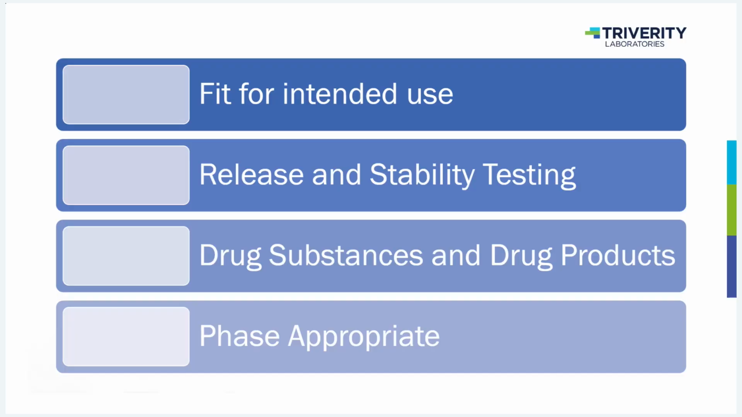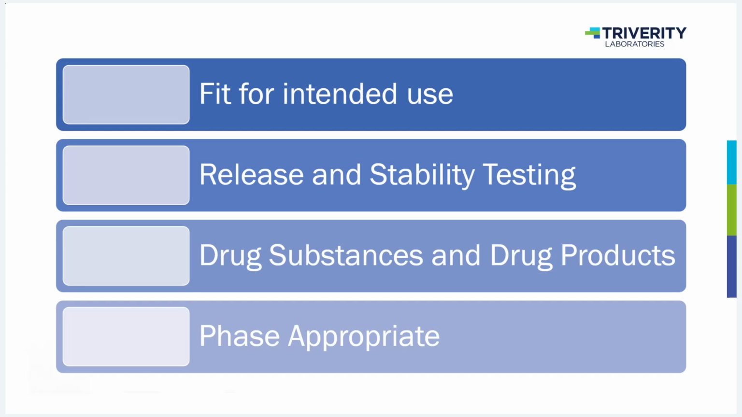So what is method validation? Method validation is showing that the method that you're using is fit for the intended use. It is suitable for use. It is required for release testing. It's required for stability testing, for drug substances, drug products, also things like excipients, critical excipients like preservatives or antioxidants, and then some performance methods like dissolution.